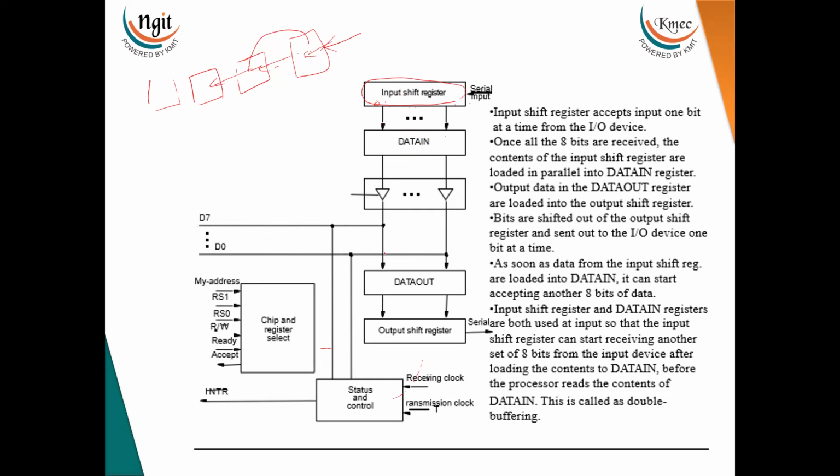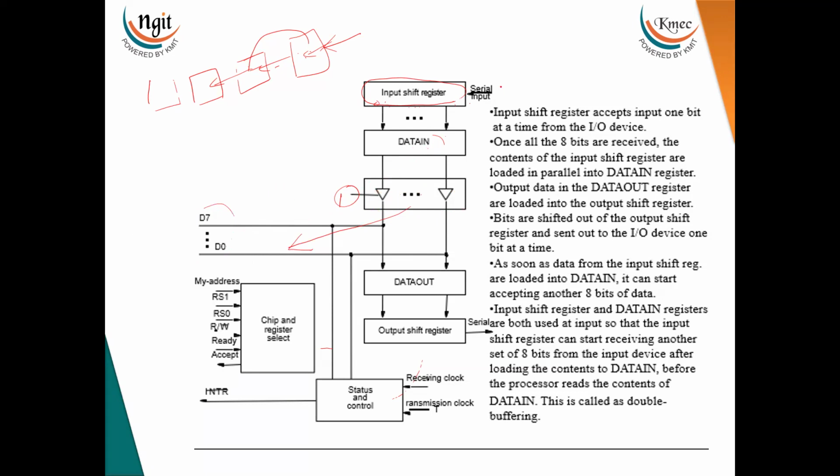From this data in register, it is similar to the parallel port. Once the data is available in the data in register, if the tri-state buffer is enabled, how it is enabled we have already discussed. When the address is matched, when the read write signal is given, and all the signals are given, then the enable signal goes to 1 and enables the tri-state buffer. Whenever the tri-state buffer is enabled, the data available in the data register is placed onto the data bus, and thereby the processor will read the data.